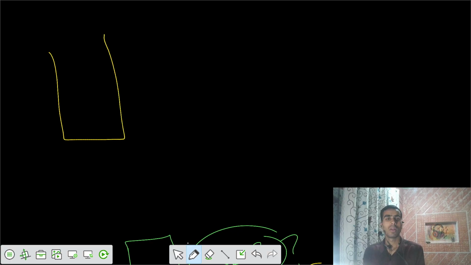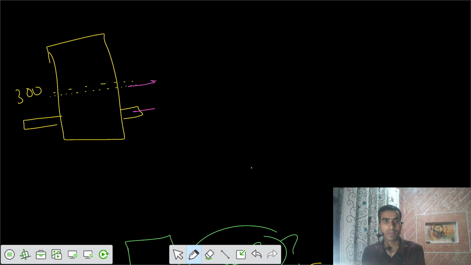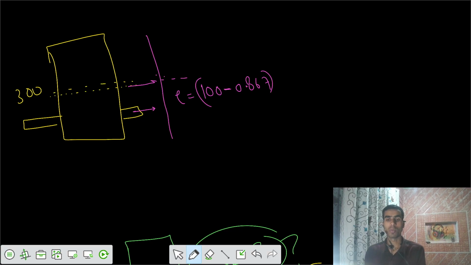Let's see how. Total depth was 300. Initially, the neutral axis was at mid-depth, but for this case, your neutral axis is somewhere here at 150.867. So this is your neutral axis, and the load is acting somewhere here. So your value of e would be less than the initial 100. I have to subtract that value of 0.867. So this is your eccentricity now.